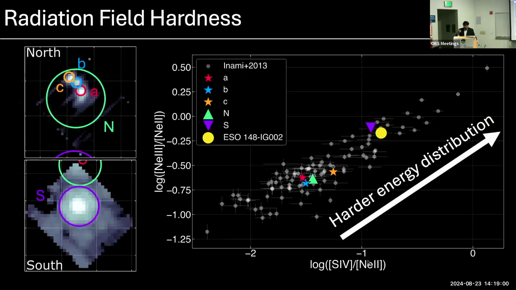So we took our extraction regions, we constructed this diagnostic, and we end up seeing that the northern nucleus, the 3 starburst clumps individually, as well as the larger extraction region, all tend to be on the softer side of the energy distribution. Meanwhile, we see a very hard value for the southern nucleus, which falls in line with what we would expect. We would expect an AGN to have a harder energy distribution anyways. So this is nice to see, and it falls in line with expectations that have been set by literature.